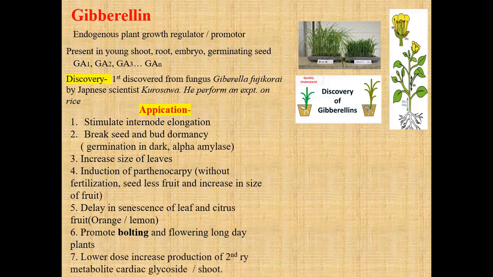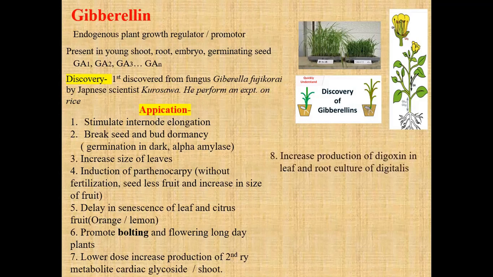The next one is that at a lower dose it increases the production of secondary metabolites. Meaning when gibberellin is given in a small dose, the concentration of secondary metabolites is improved in the particular leaves or shoots. For example, cardiac glycosides, digoxin, digitalis. In the digitalis plant, the cardiac glycoside concentration is higher where gibberellin is given.